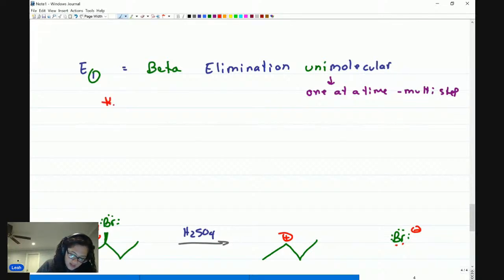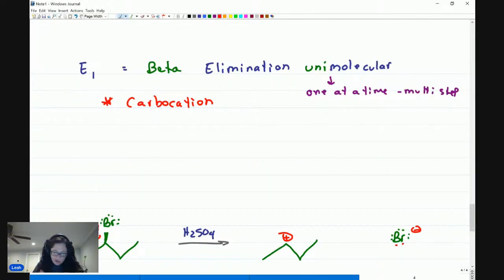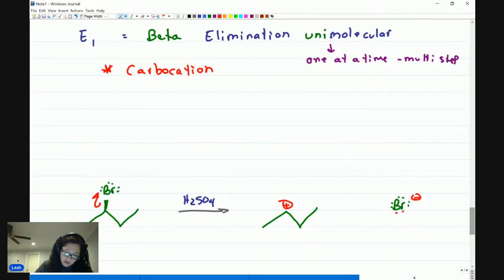And the key, of course, is, like I just said, a carbocation. Make sure you connect your one-type reactions with the carbocations. SN1, carbocation. E1, carbocation. SN2, nope. E2, nope. So we have a beta elimination. What is beta? That is also really, really important to understand.